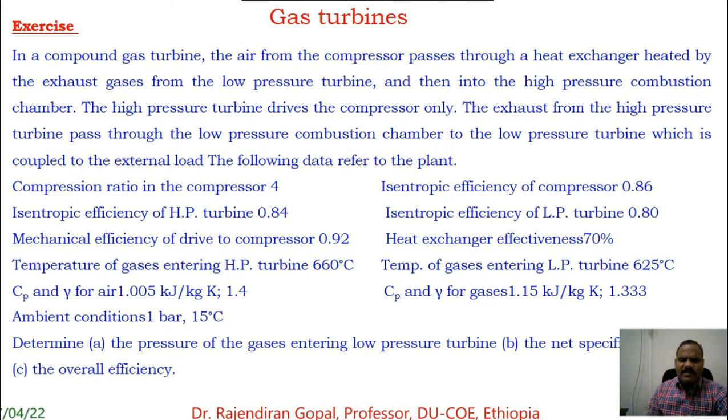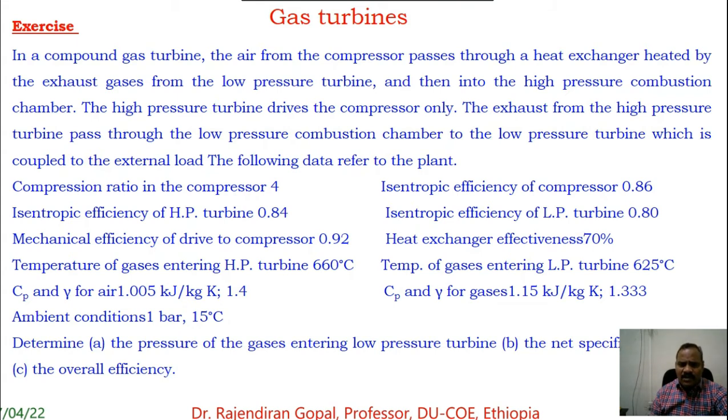In a compound gas turbine, the air from the compressors passes through the heat exchanger, heated by the exhaust gases from the low pressure turbine, and then into the high pressure combustion chamber. The high pressure turbine drives the compressor only. The exhaust from the high pressure turbine passes through the low pressure combustion chamber to the low pressure turbine, which is coupled to the external load.